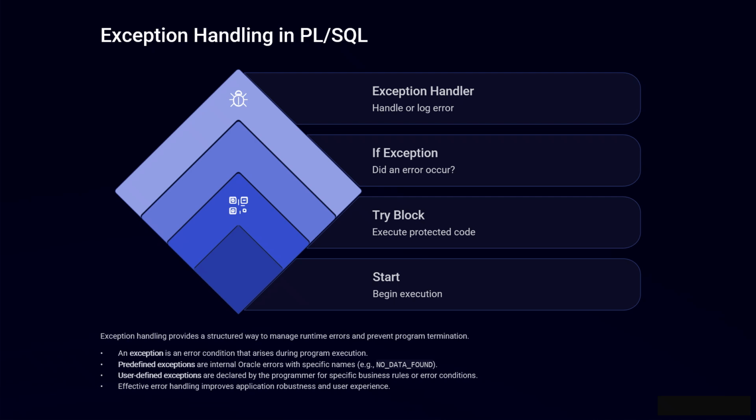Exception handling in PL/SQL. The exception handler handles or logs errors. An exception is raised when an error occurs. The try block executes the protected code. Start is where we can begin execution.